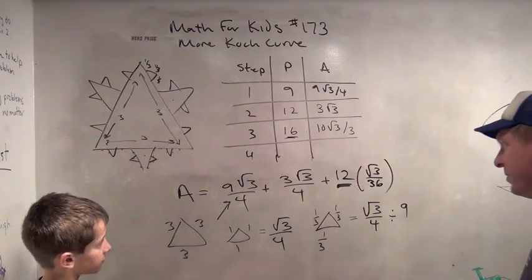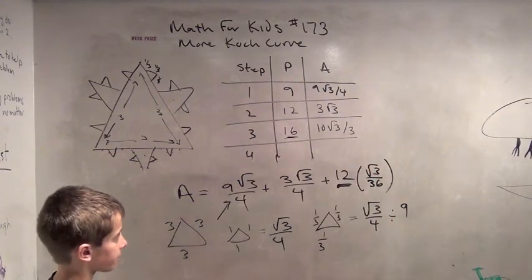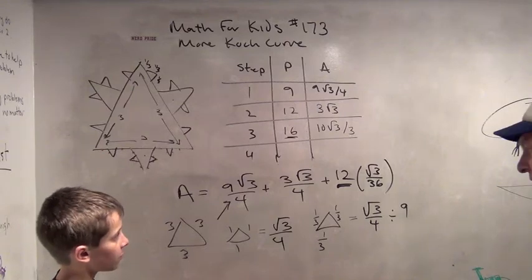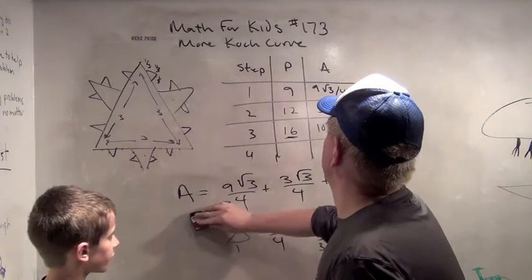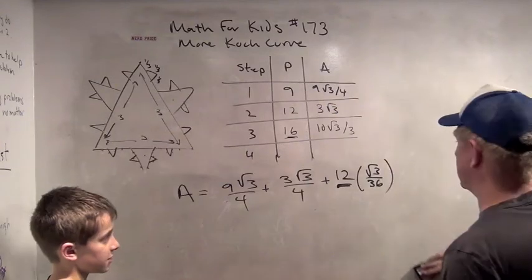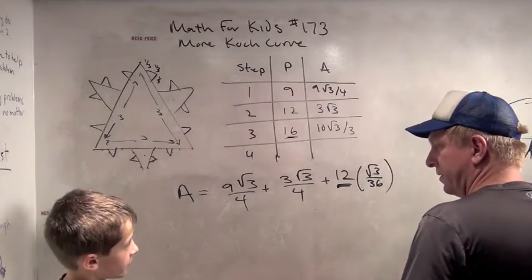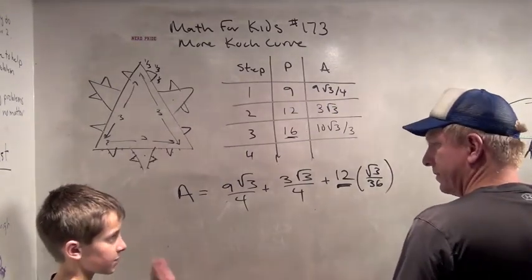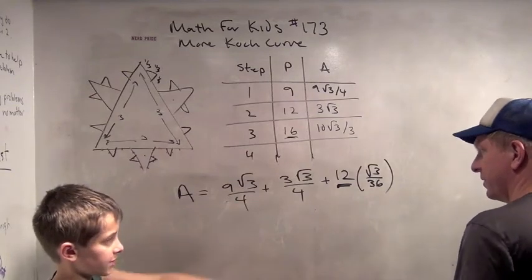Now that seems pretty complicated, right? Yeah. Except that it's not. Well, 12 over 36 is easy. 12 over 36 is what? 12 over 36 is a third.